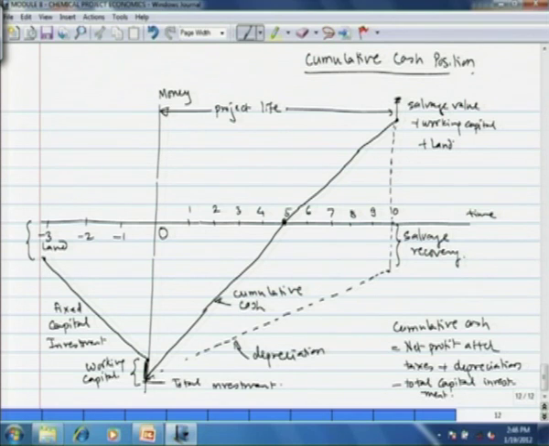Depreciation. Okay. That means you sell off the equipment at year 10, and the total cost of equipment at this point is this much. So, this much we add here at the top, and that is it. So, this is a typical cumulative cash flow diagram.